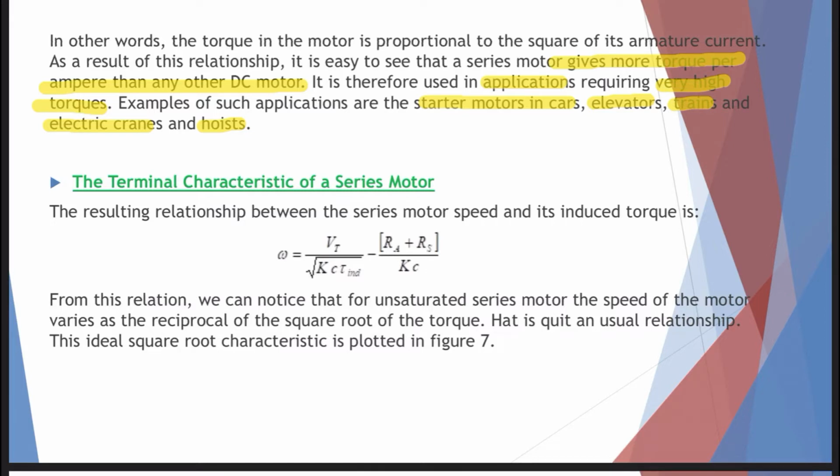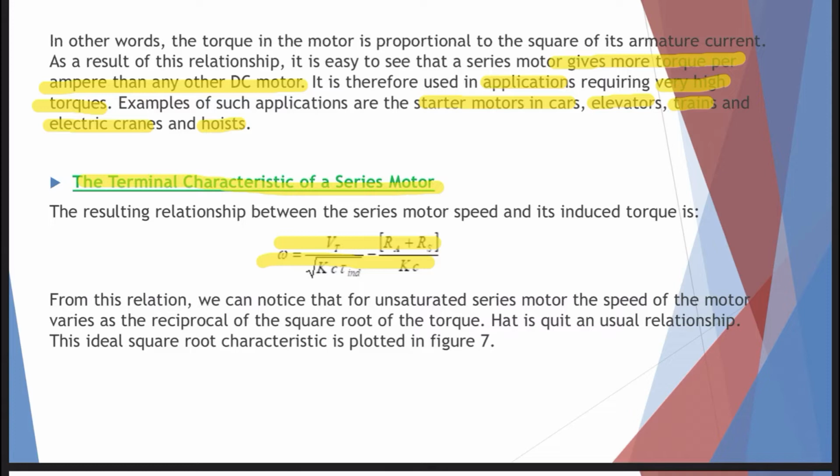Now let's move to the next part: the terminal characteristics of a DC motor. The resulting relationship between the series motor speed and its induced torque is this relation: omega equals Vt over root of Kc times the square root of the induced torque, minus Ra plus Rs over Kc.